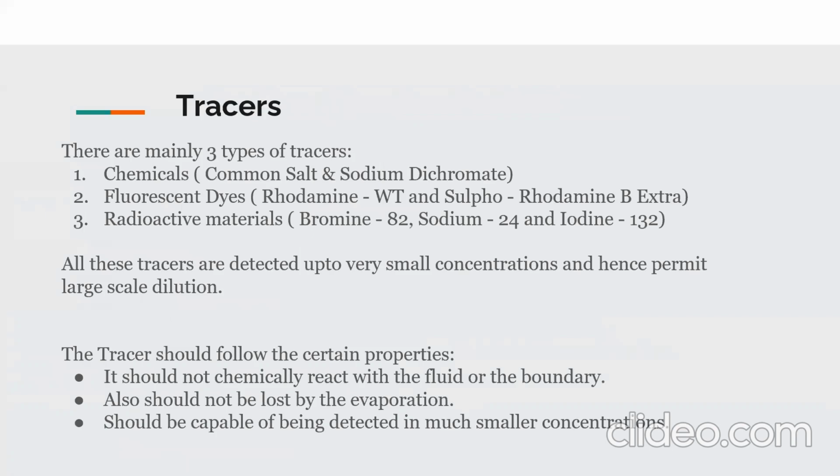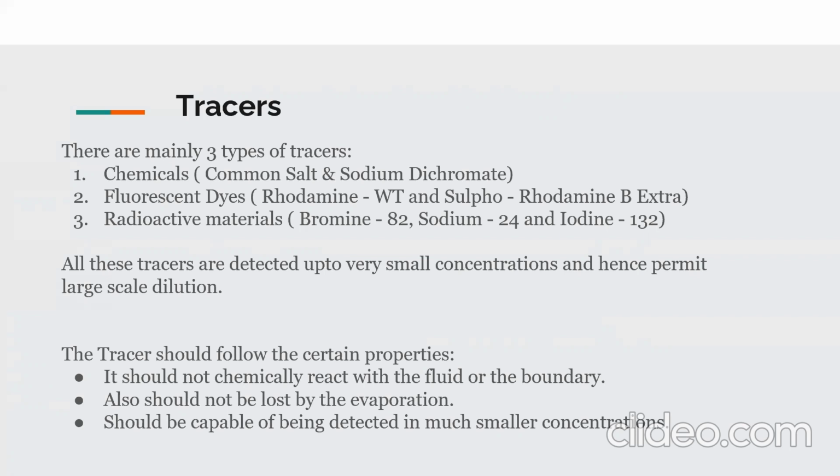Now what are these tracers we are injecting in the flow? There are mainly three types of tracers which are used for the dilution technique. The first one is chemicals such as common salt and sodium dichromate. The second one is fluorescent dyes like rhodamine WT and sulforhodamine B extra. And the third one is radioactive materials such as isotopes of bromine, sodium and iodine.